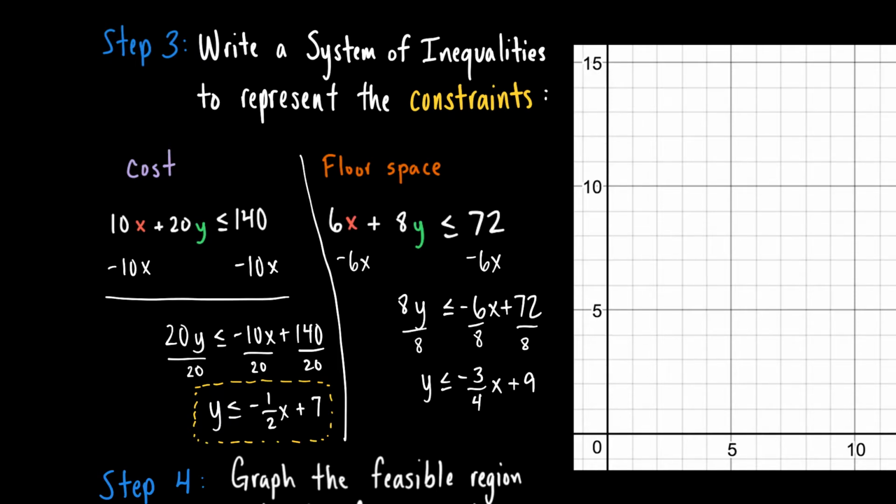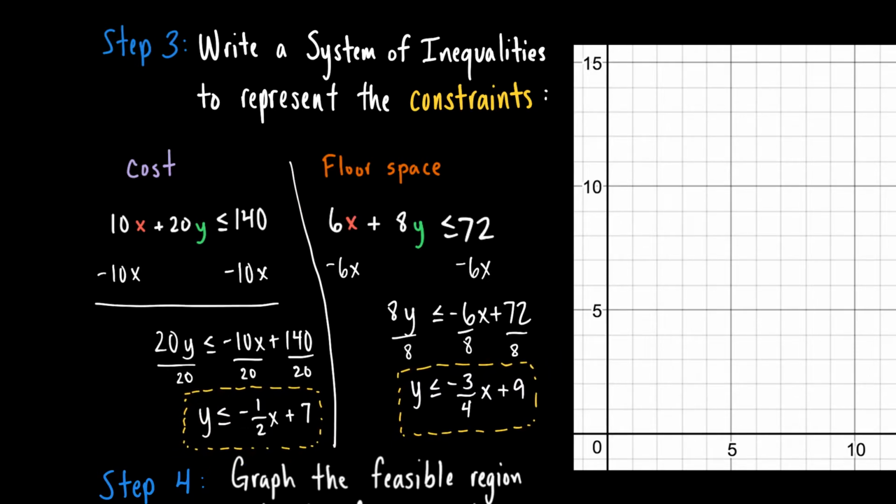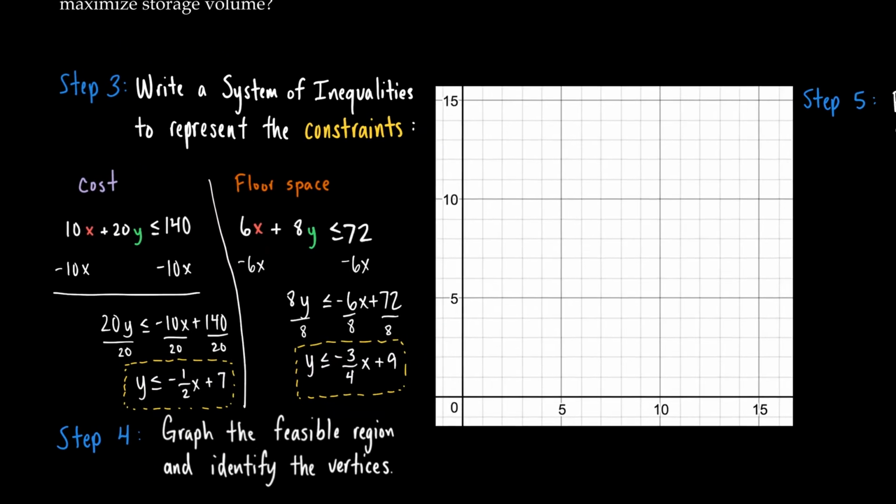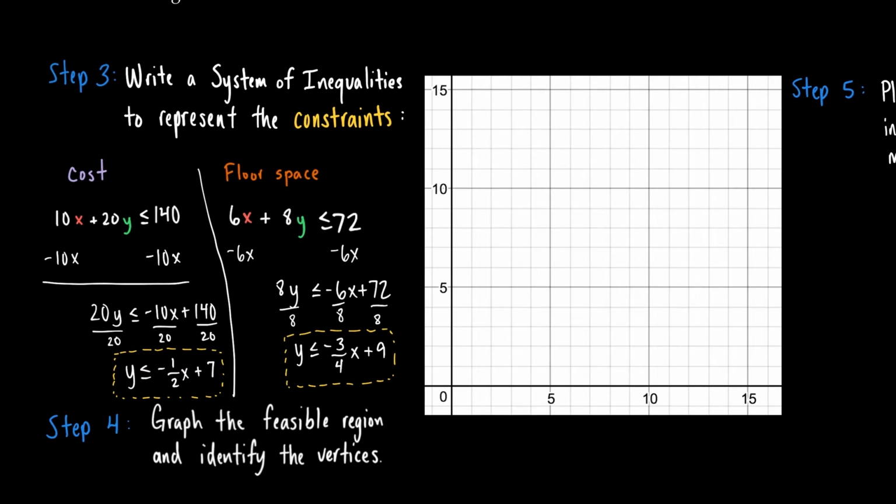So this is our second inequality. What we're going to do is graph both of these, and then shade. It looks like we're going to shade below on these. Okay, so we're going to shade underneath them. So, all right, let's come over and we'll graph these.